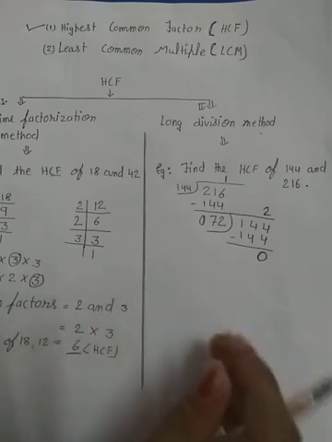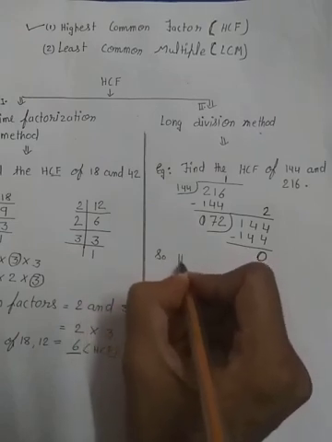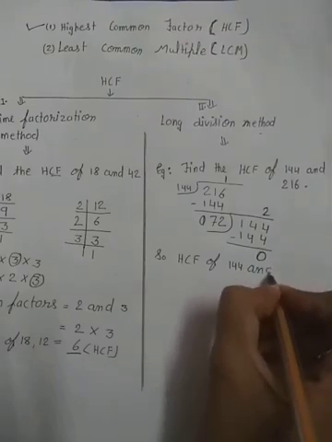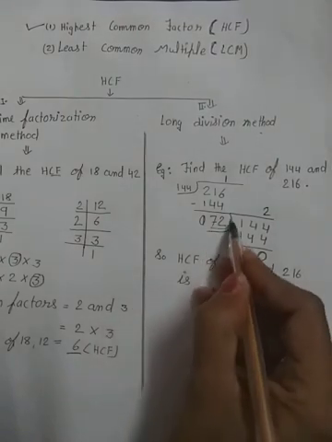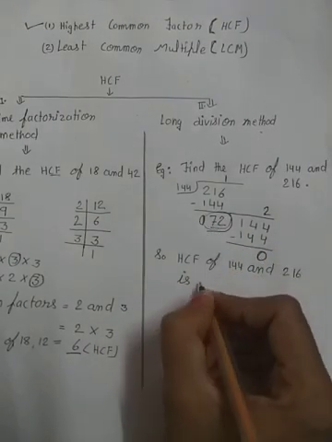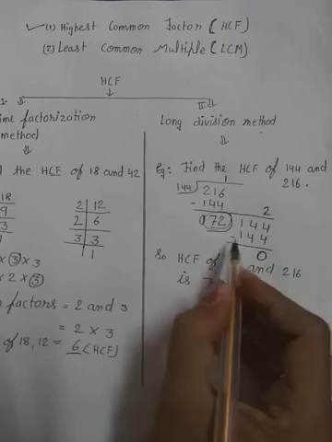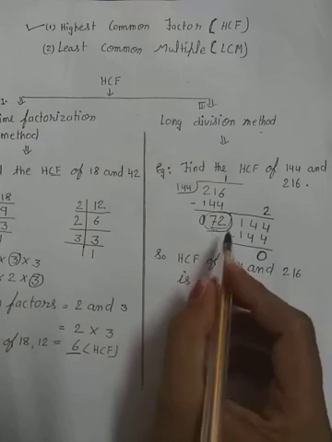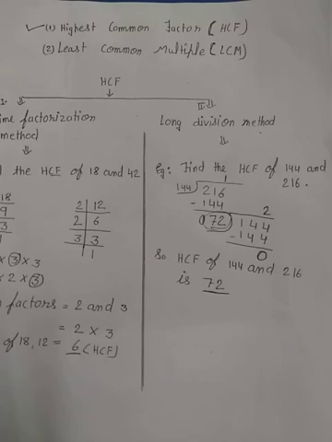So we got the HCF, the highest common factor. The HCF of 144 and 216 is 72. This will become the HCF. The final answer, after remainder 0, gives us the highest common factor. So in this question 72 is our HCF. Okay students, now activity 3 we will do.